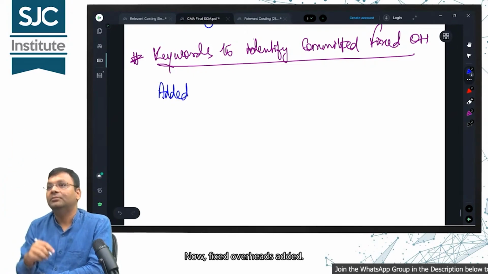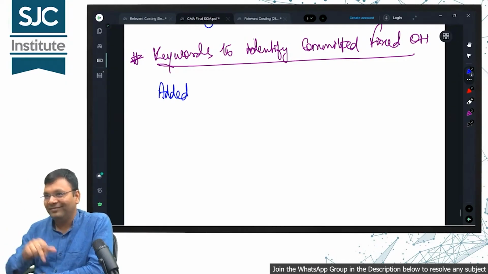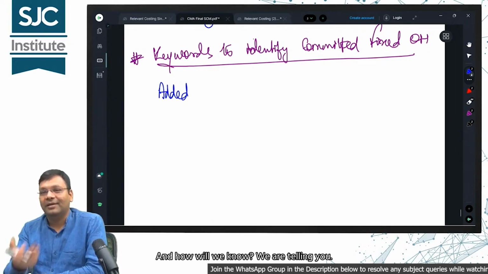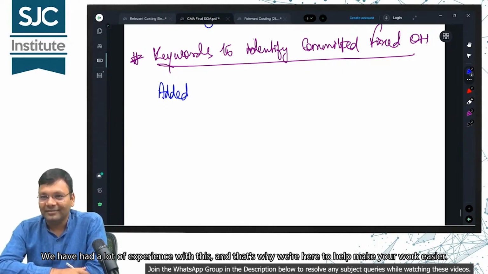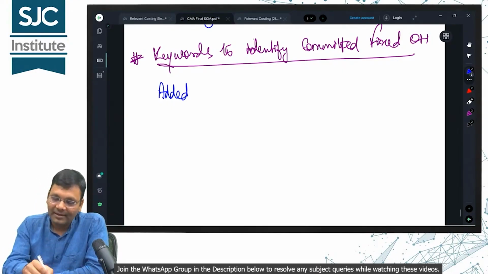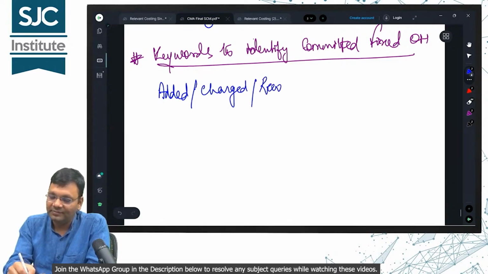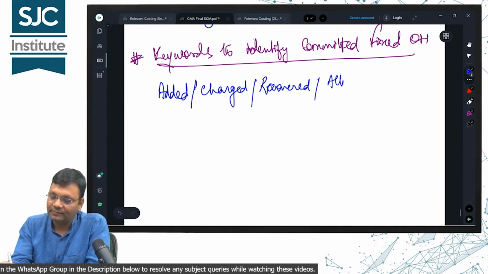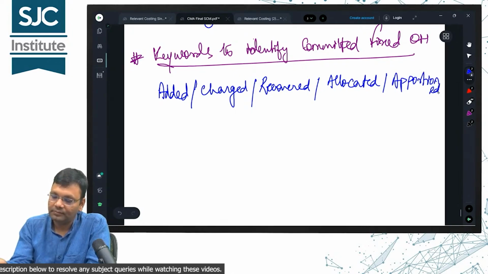Now, fixed overheads added. Now you're curious. Added means you are going to add something. Added means committed. And how will we know? We are telling you. We have had a lot of experience with this, and that's why we're here to help make your work easier. Added. Charged. Recovered. Multiple. Is it allocated? Apportioned. Write quickly. Apportioned.